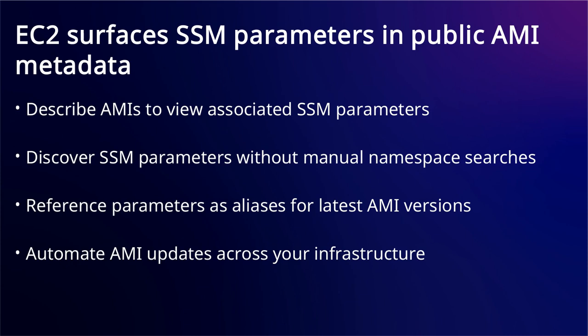You can discover the SSM parameter for any public AMI without manual searching, then use that parameter as an alias that automatically resolves to the latest AMI version. This allows you to reference SSM parameters in your infrastructure configurations, enabling automated AMI updates across your deployments. This capability is available at no additional cost in all AWS regions.